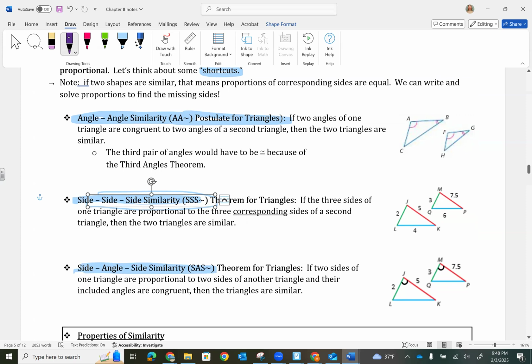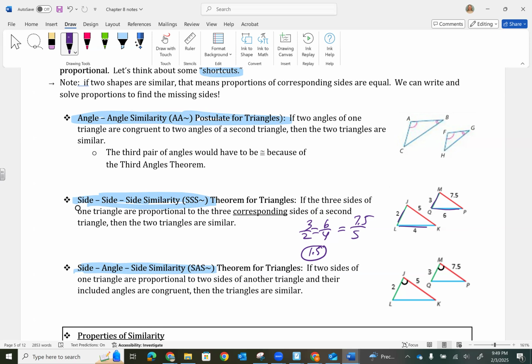The second one is side, side, side similarity. So if we can write down that all three sides are related numerically in the same ratio with each other, the angles must be congruent. And therefore the triangles will be similar to each other. So think about this. If we did 3/2, that's going to be this side here, and we did 6/4, and we've got to do all three, if we do 7.5/5 and we divide them all, we're going to get 1.5 or 3/2. So absolutely, these will be similar to each other.